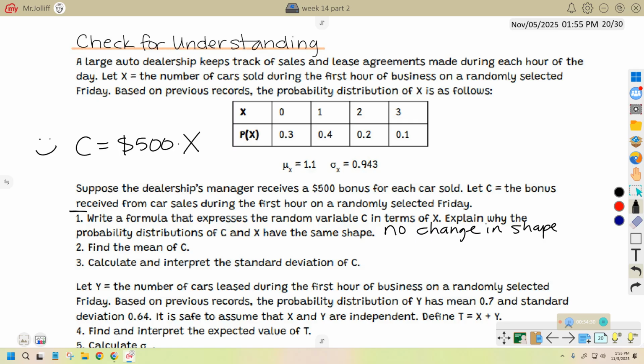Next question says, find the mean for C. How do I find mu sub C? 500 times the mean for X. Yeah. Whatever I do to the data values, I do to the mean. So 500 times the mean for X, and they gave us the mean for X. They said that was 1.1. There we go. 500 times 1.1. I'm pretty sure that that's going to be 550, assuming I can do math in my head this afternoon.